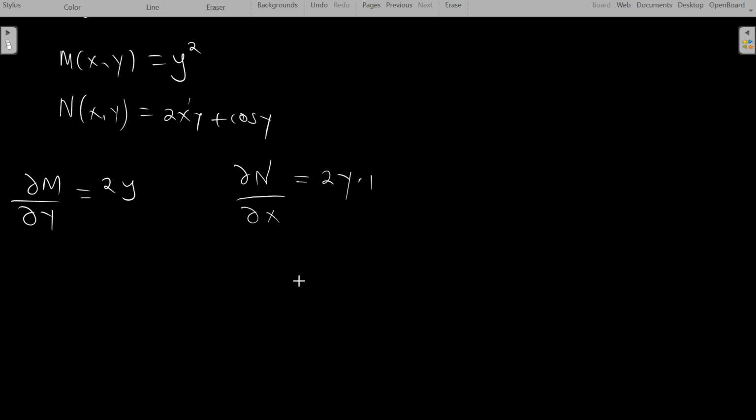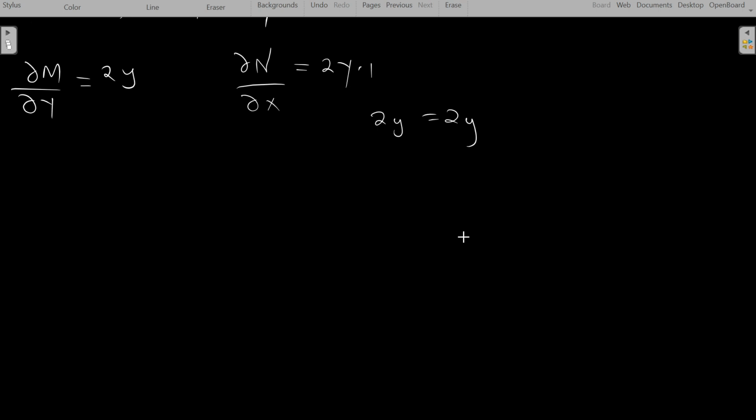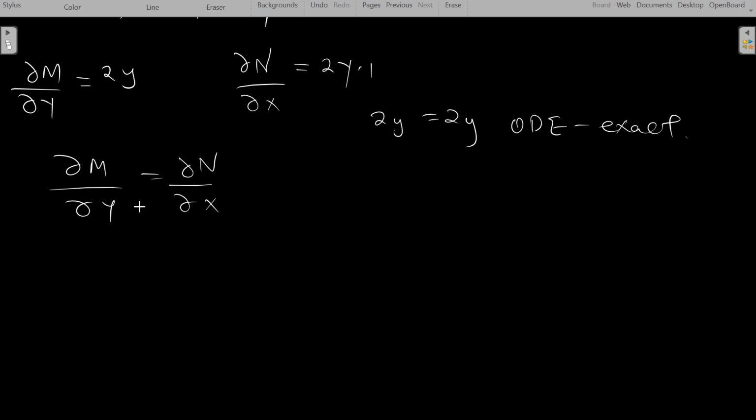Now, as we can see, we are getting 2y equal to 2y. So this ordinary differential equation is exact. I'm going a bit faster. Once we have checked it's exact, the partial of M with respect to y is the same as the partial of N with respect to x. So do a small cross multiplication at this point.